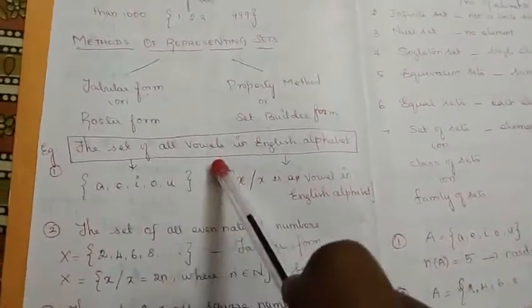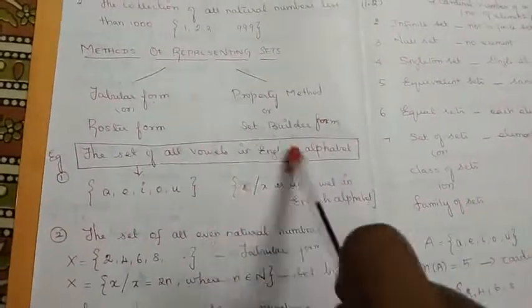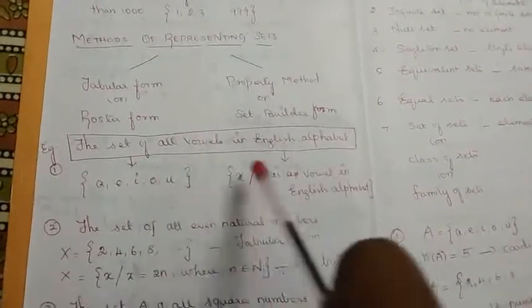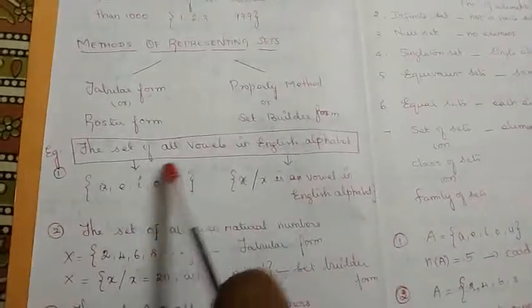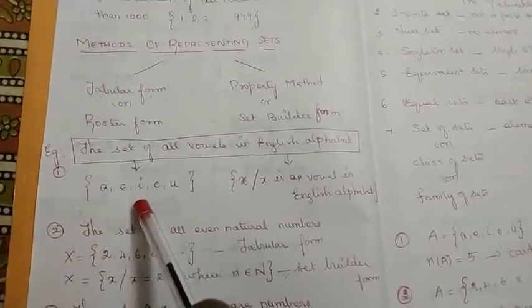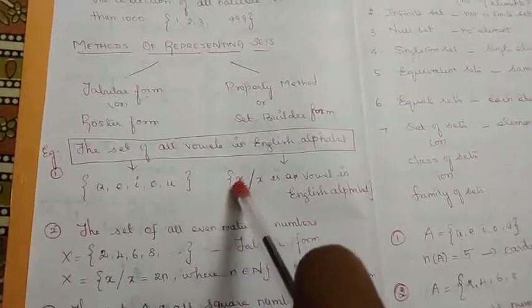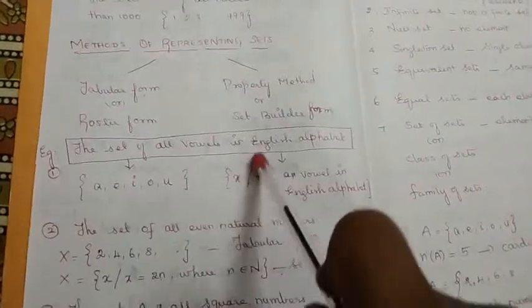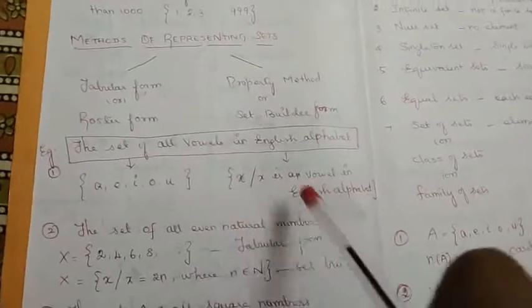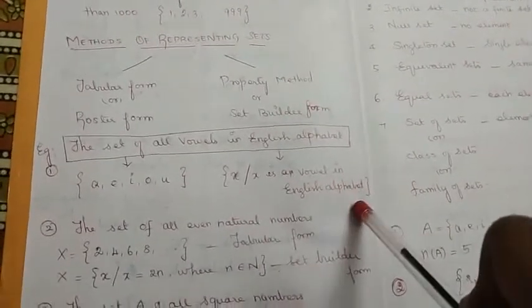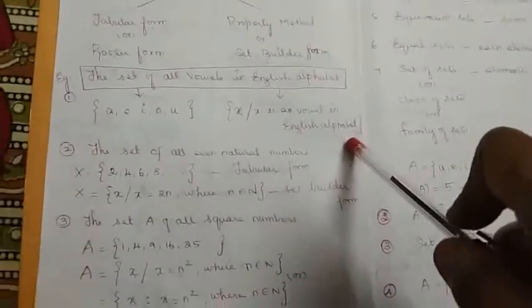The set of all vowels in English alphabet. How will you express this set in roster form and in set builder form? In roster form, we will explicitly give the elements of the set, whereas in set builder form we will write the set of all x such that, this slash oblique we will call as such that, x is a vowel in English alphabet. Hope you remember all these things.